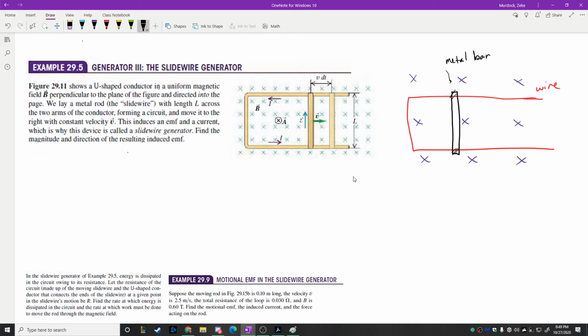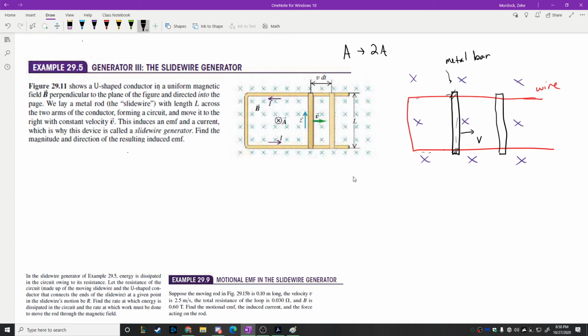Now what we do is we pull the metal bar to the right with a constant speed. It eventually moves to some position right here. My loop is this here to begin with, and then it's this bigger loop that's twice as big to end with. So the area went from A to like 2A or something like that. The area increased, and therefore, the flux also increases. Did that help to clarify what's going on?